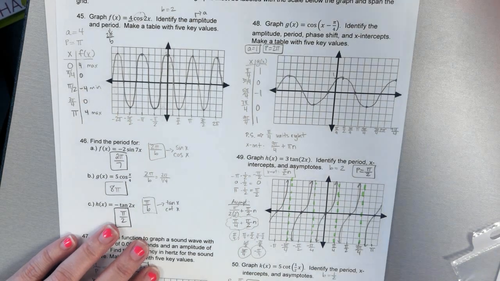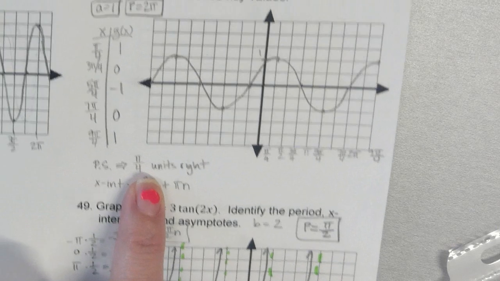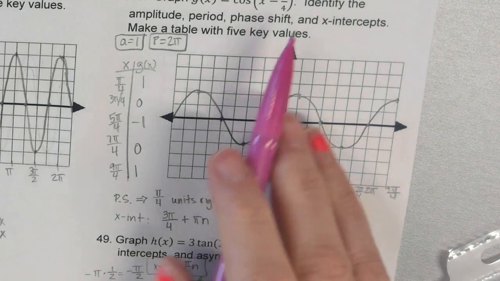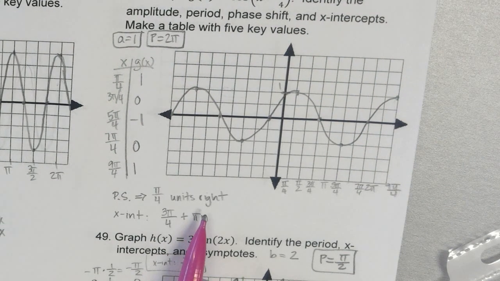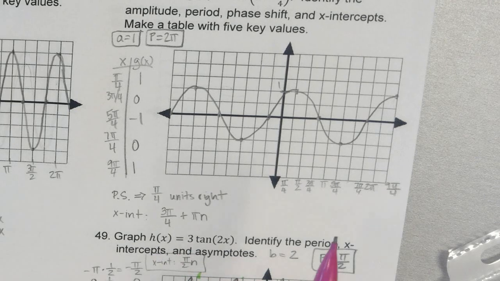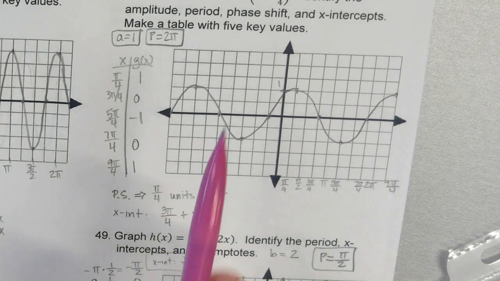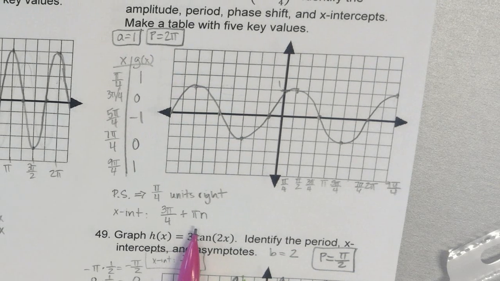So if that is on the answers, like pi over 4 units right versus pi over 4 units left, that's a quick way to eliminate some answers. Okay, so if it doesn't have it in the right place. Your x-intercept is just going to be one of the x-intercepts plus half of your period. So if the period is 2 pi, it's just pi n.